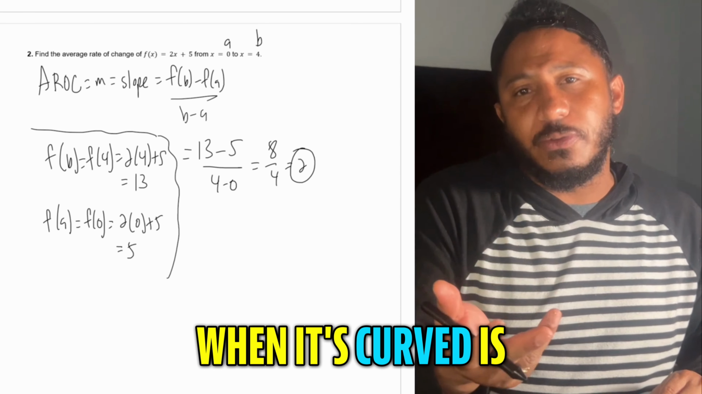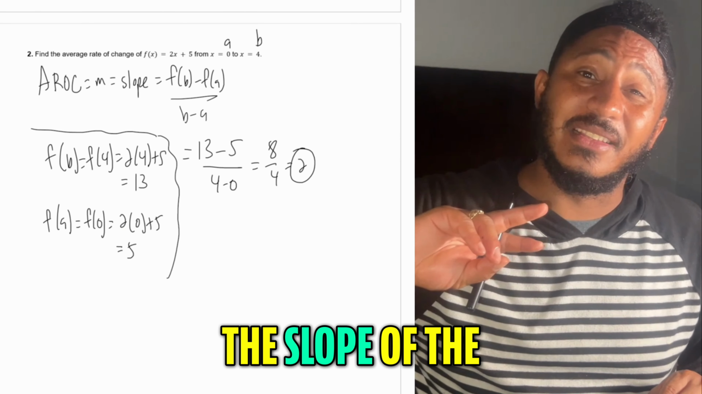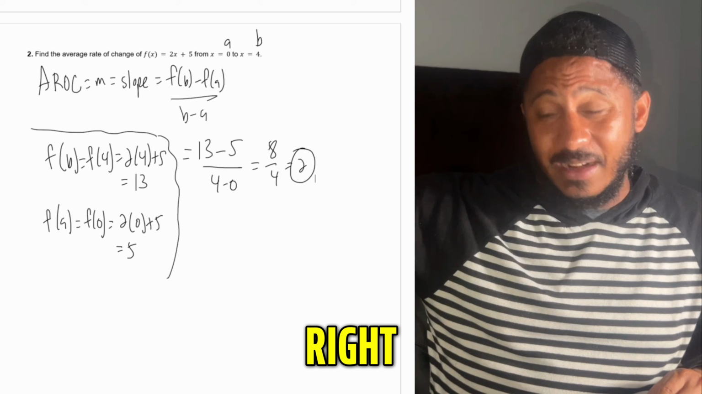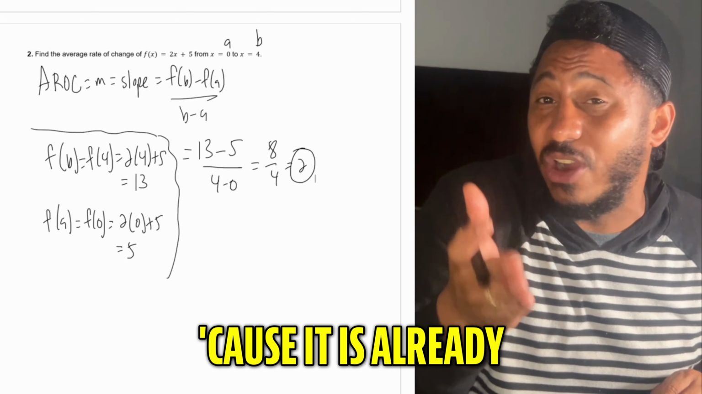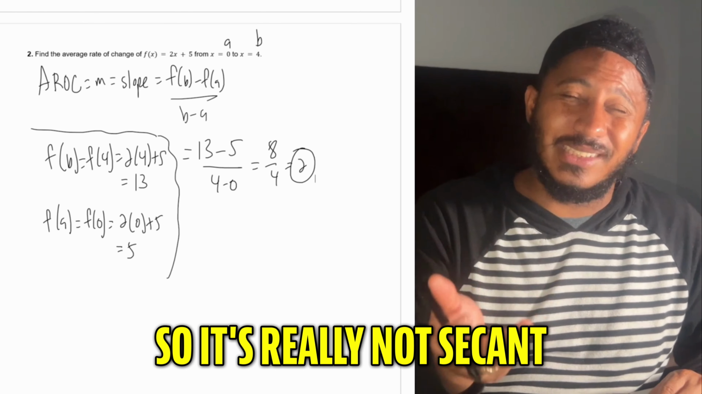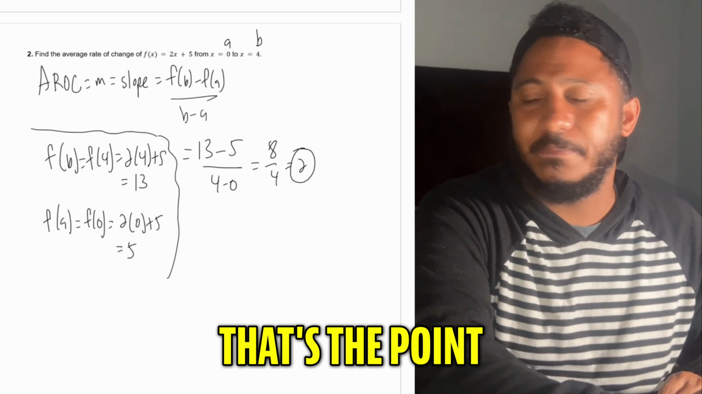The average rate of change is going to be 2 because it's just a line. Again, when it's curved is when we have, okay, I need to find the slope of the secant line, right? But the only secant line to this line is this line itself because it is already a line. Okay, so it's really not secant, it's already a line. That's the point. So let's try a real life version.